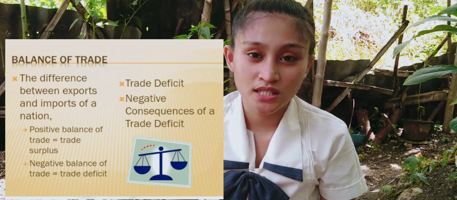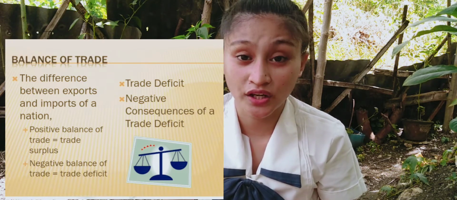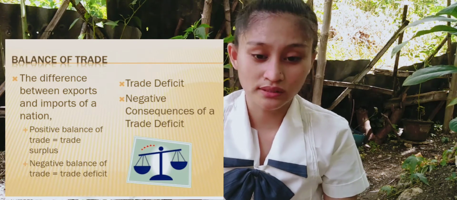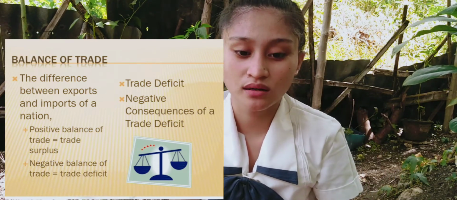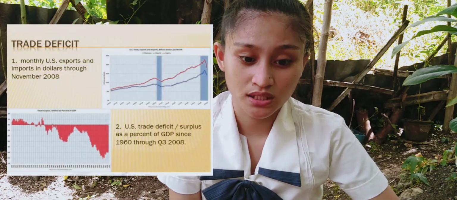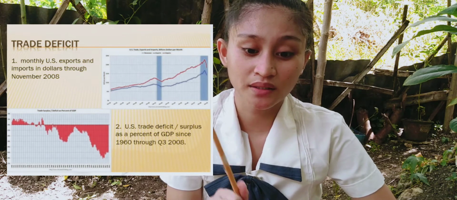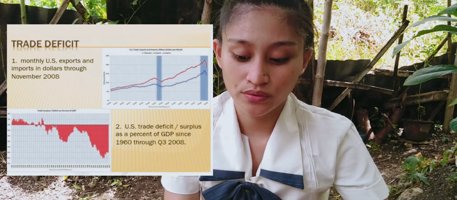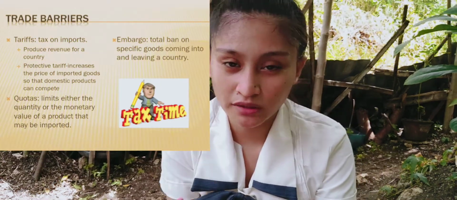Balance of trade is the difference between the exports and imports of a nation. Example, this is a formula. A positive balance of trade results in a trade surplus, and a negative balance of trade results in a trade deficit, with negative consequences. So what does trade deficit mean? Trade deficit means the monthly U.S. exports and imports in dollars through November 2008.